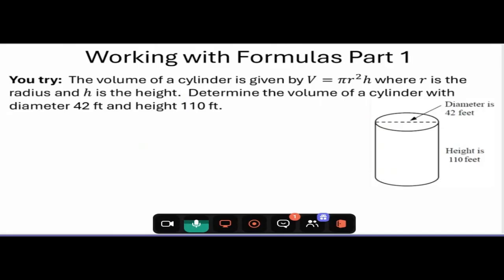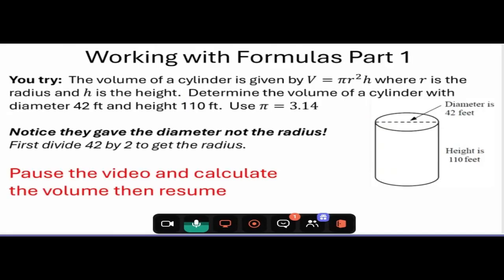Okay, here's a cylinder. We've got you trying this one. Do I have to pause the video? Yeah, I do. Okay, so give this one a try. I'll give you 2 minutes for it maybe. We've given you the formula, v equals pi r squared h. And notice we did throw that extra little twist in here. They've given you the diameter is 42 feet, but you've got to divide that by 2 to get the radius, which is what actually goes in the formula. So why don't you give this one a try.